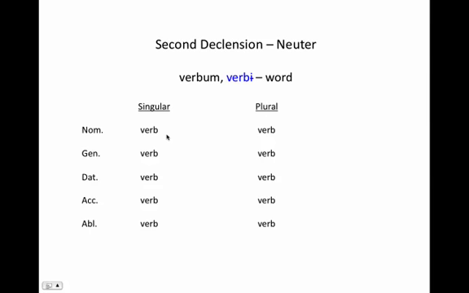And to that stem, we're going to add our second declension neuter endings, which are slightly different than our second declension masculine endings. So you're going to have to memorize these too. So now let's look at the difference here. Note that the nominative and accusative singular repeat, and the nominative and accusative plural repeat. They have the same endings. So the nominative singular is verbum, the accusative singular is verbum, the nominative plural is verba, and the accusative plural is verba also. This is a pattern that all neuter nouns will follow. The nominative and accusative will be identical.